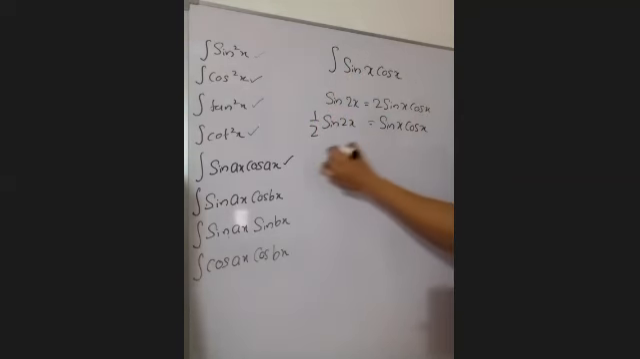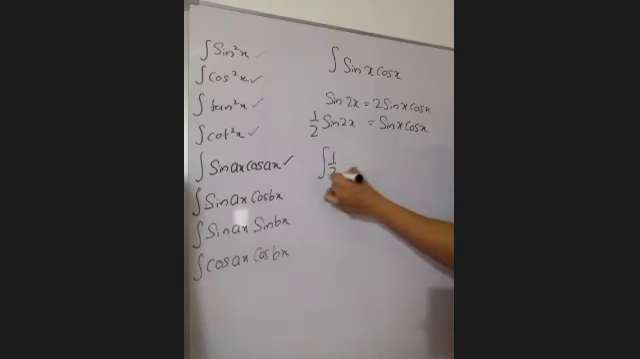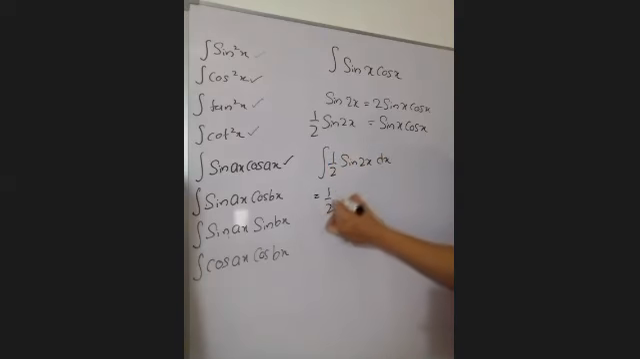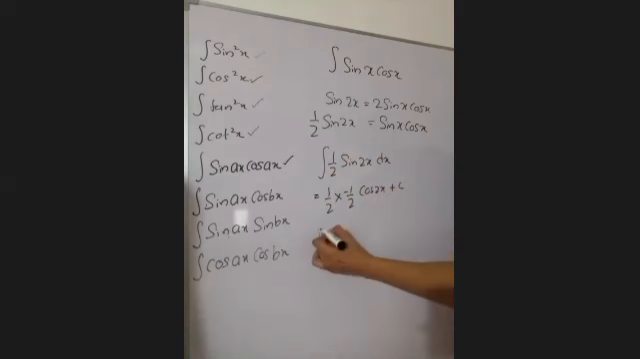Then instead of this integration, I can replace it with the integral of 1 over 2 sin 2x dx. Then the integration of 1 over 2 sin 2x is minus 1 over 2 cos 2x. I think this is clear. So your final answer is minus 1 over 4 cos 2x plus C.